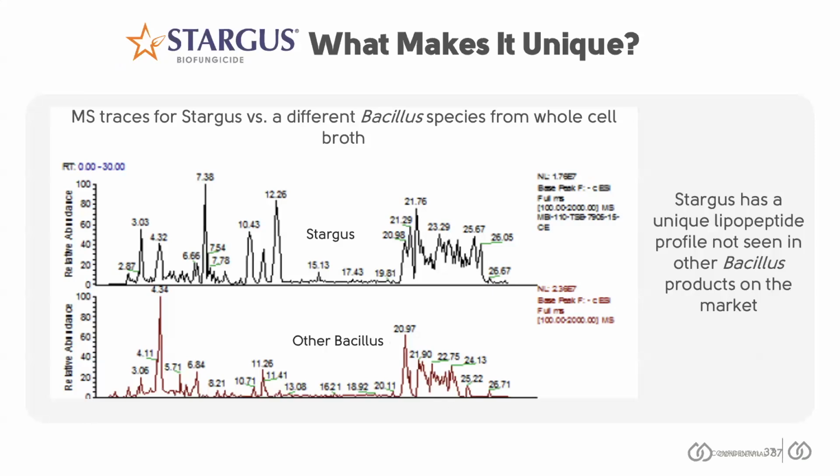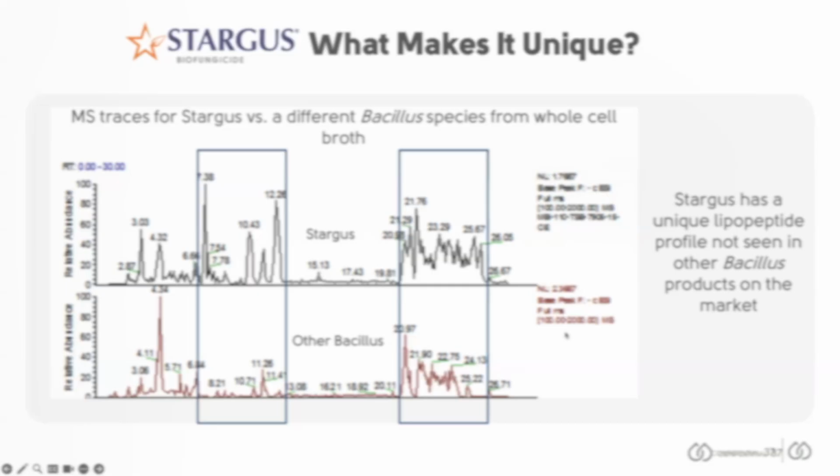Our F727 strain of Bacillus has a unique profile of lipopeptides that is not seen in other Bacillus products on the market. Mass spectrometry traces show intense, unique peaks for iturins between 10 and 12 minutes in the readout, as well as a large number of surfactins, which show up between 20 and 26 minutes.